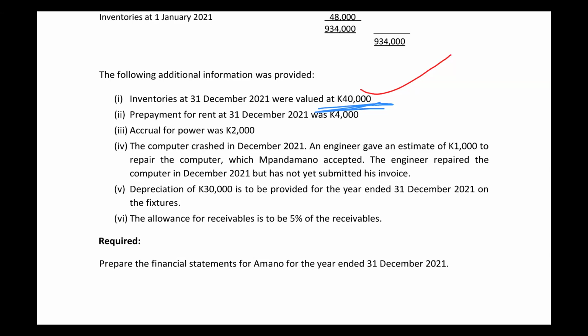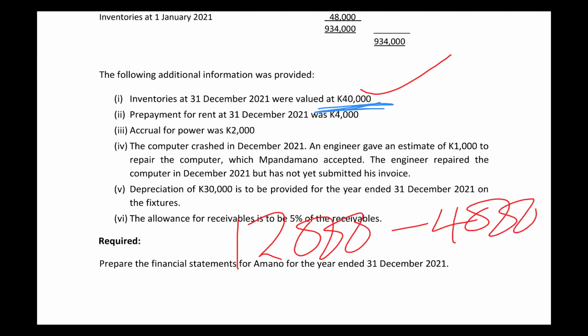Prepayments are subtracted from the expense. Let's say we're talking about rent, which was 12,000. So we subtract 12,000 minus 4,000, the prepayment, which will make it 8,000. Isn't it?